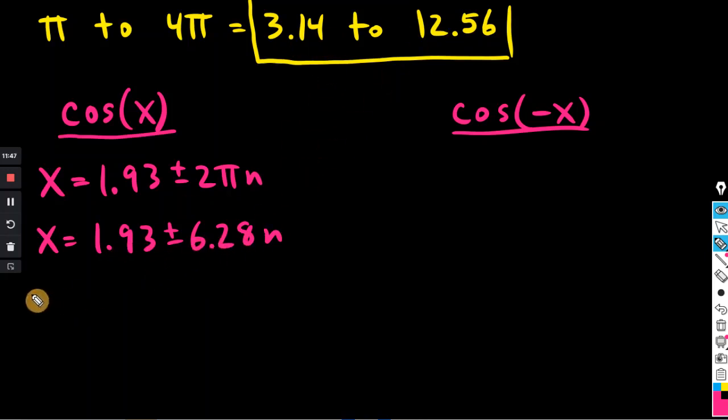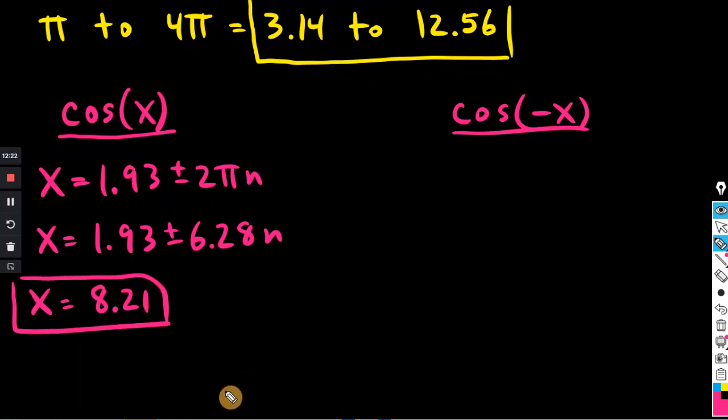Let's add 6.28. Okay, and if I do 1.93 plus 6.28, I get 8.21. All right, that is in the range, so that's good. Now, if I add 6 again, I'm going to get 14 something. That's no good. All right. Also, if I take 1.93 and subtract 6, I'm going to get a negative. That's no good either. So this is the only one for the cosine of x.